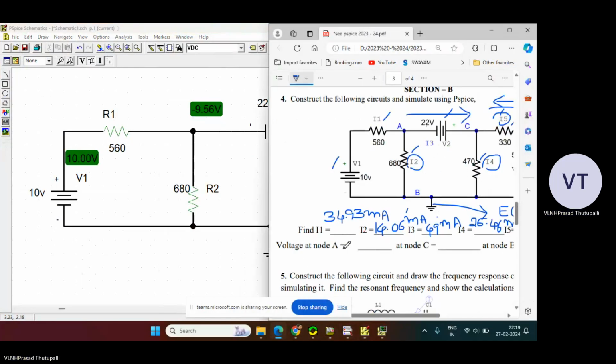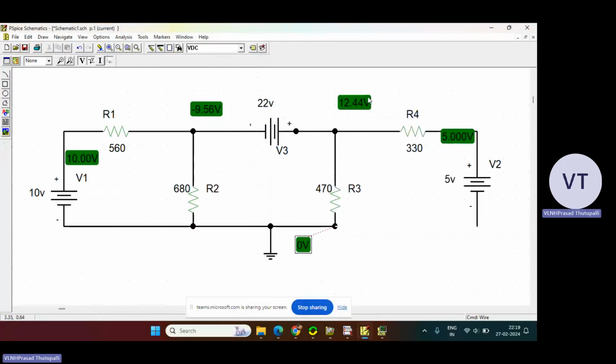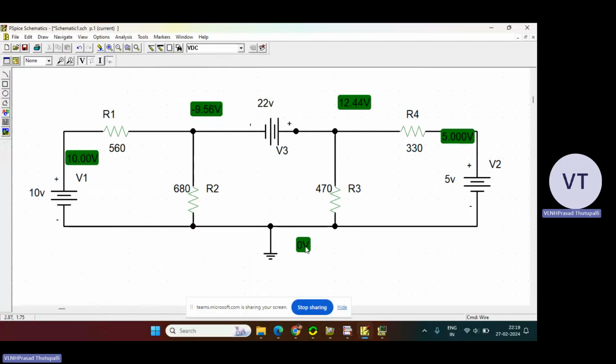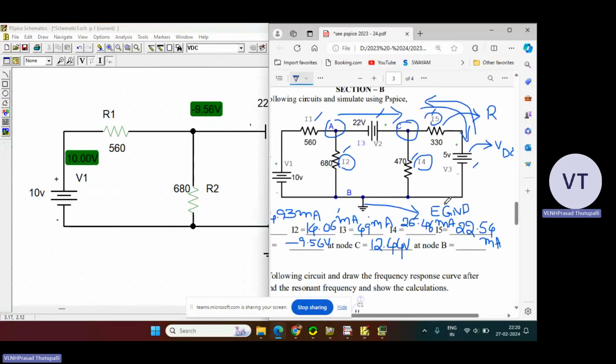You write voltage at node A is minus 9.56 volts. Node C, which is node C? This is node C. So here in the circuit diagram, node C is 12.44 volts. You write 12.44 volts. Now coming to node B. So this is node B, so that is 0 volts.